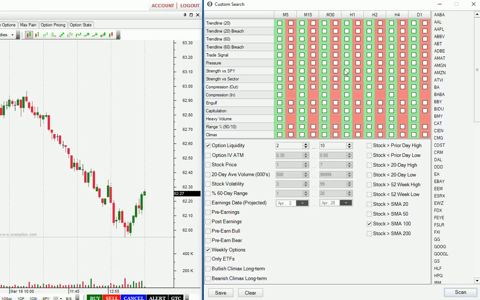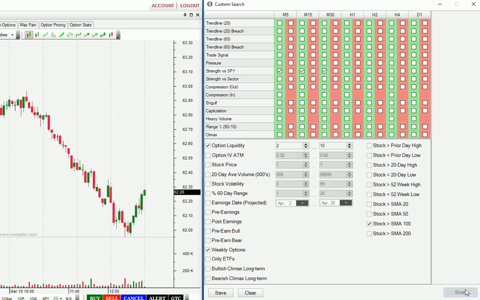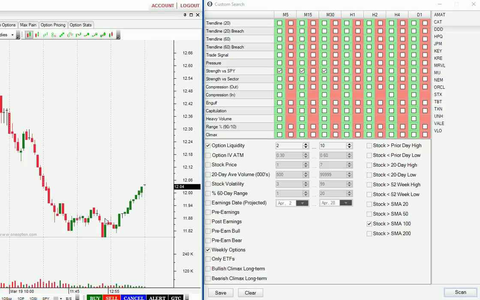So I'm going to have a very big list, but let's say it's got to be above its 100-day MA, good liquidity, and let's say that it's got to be strong relative to the SPY. There we go. Nice small list. And look at DDD, strong relative to the SPY on these time frames. That stock has had a nice head of steam here.